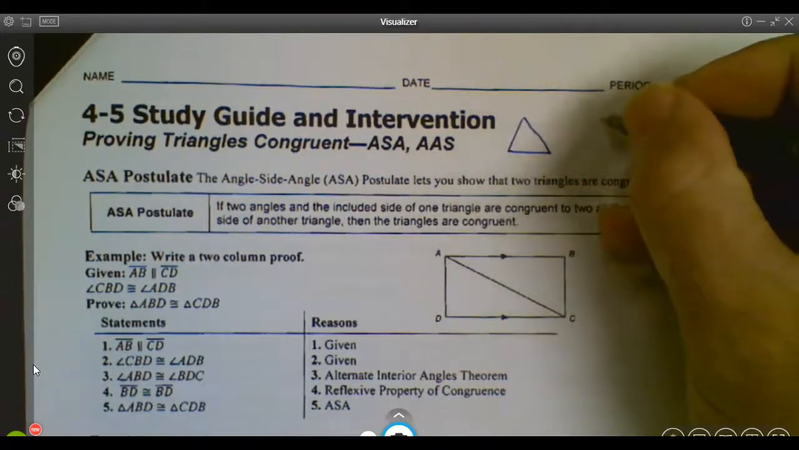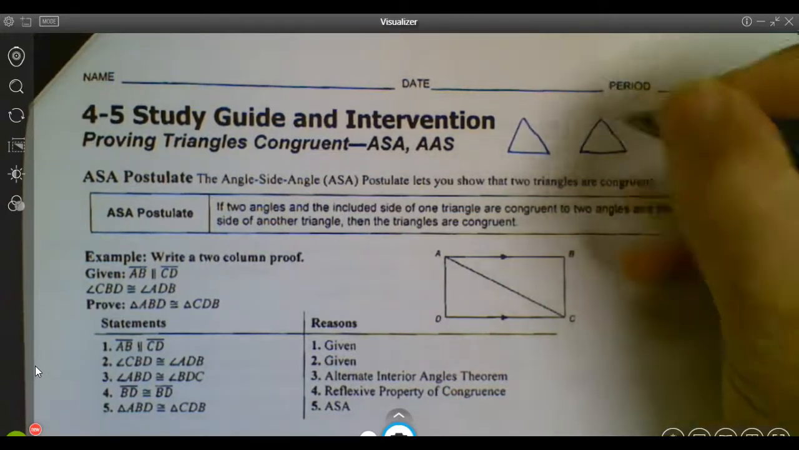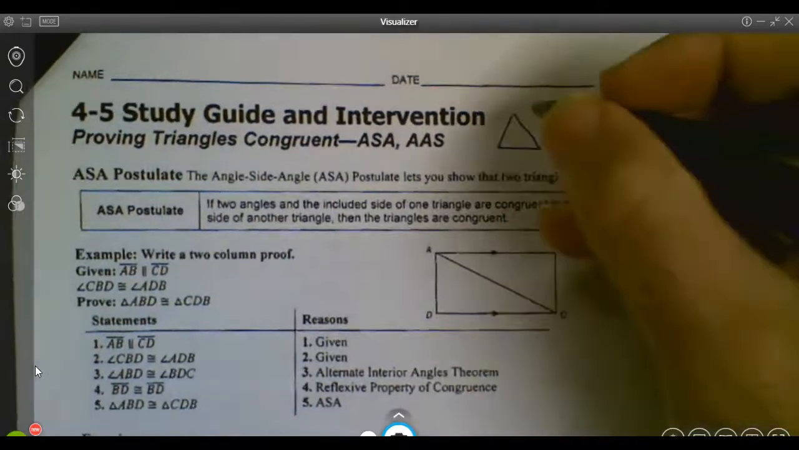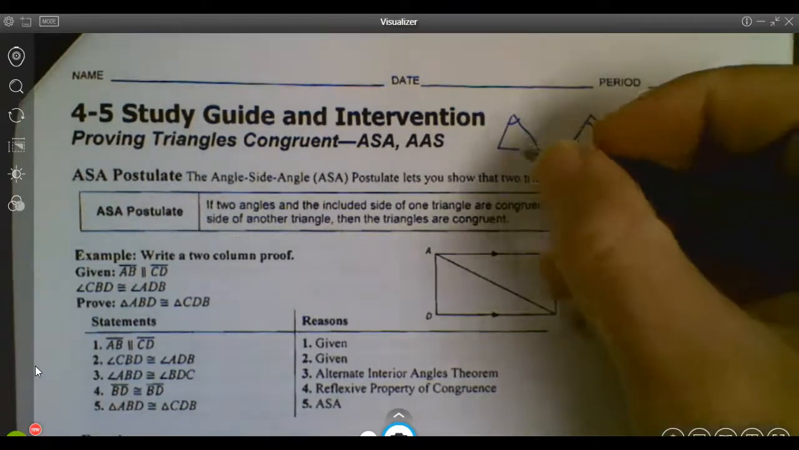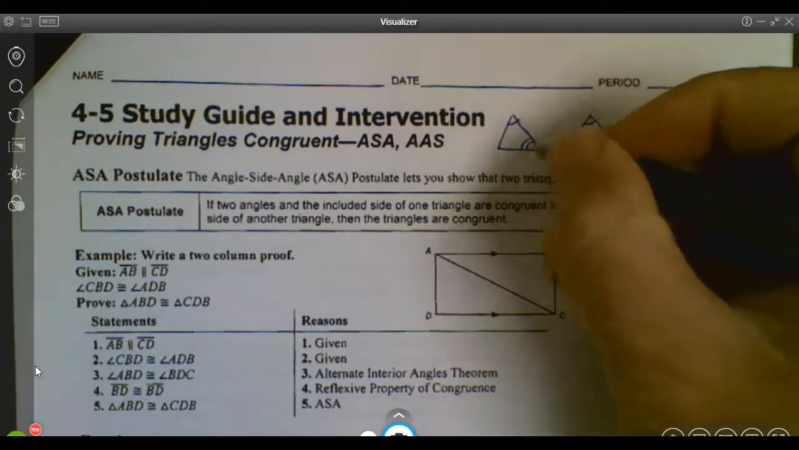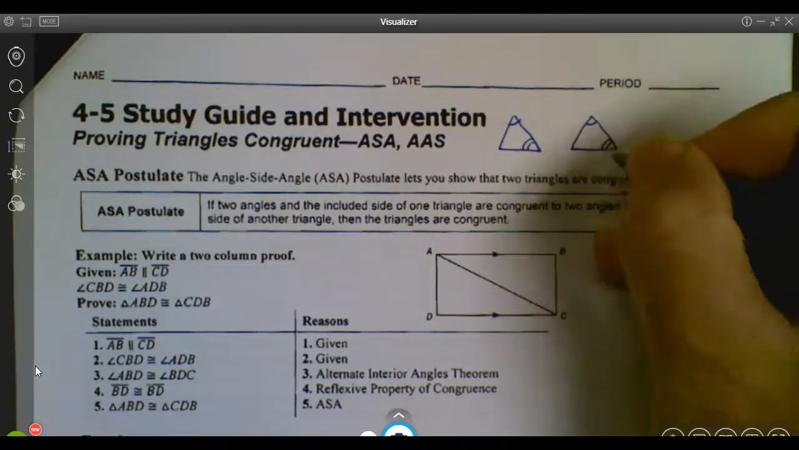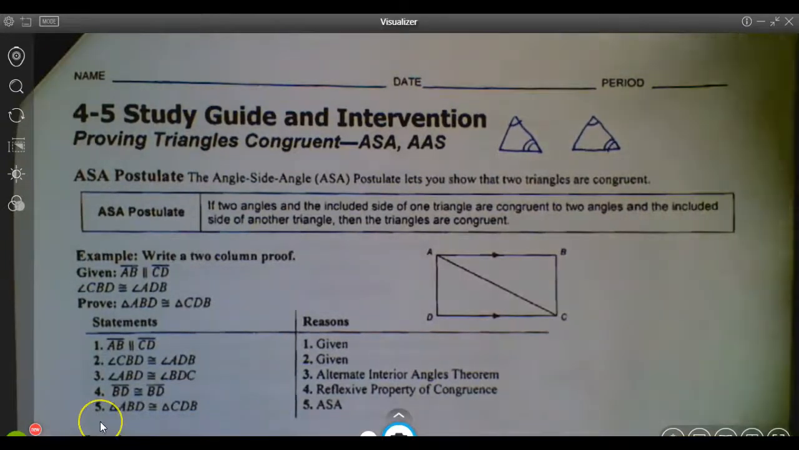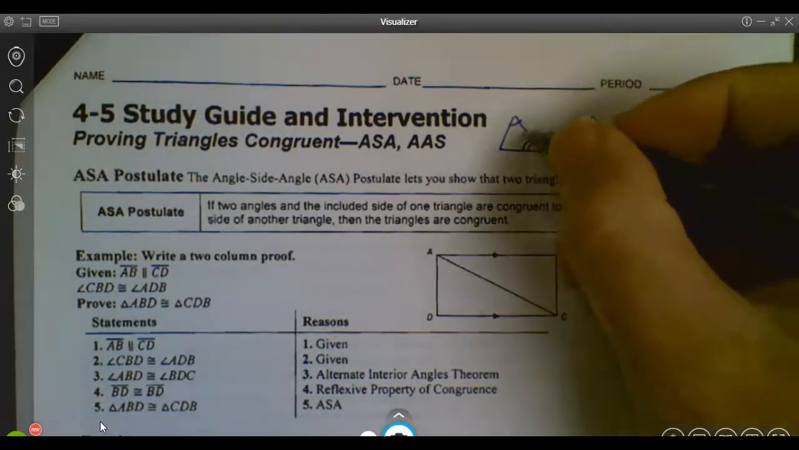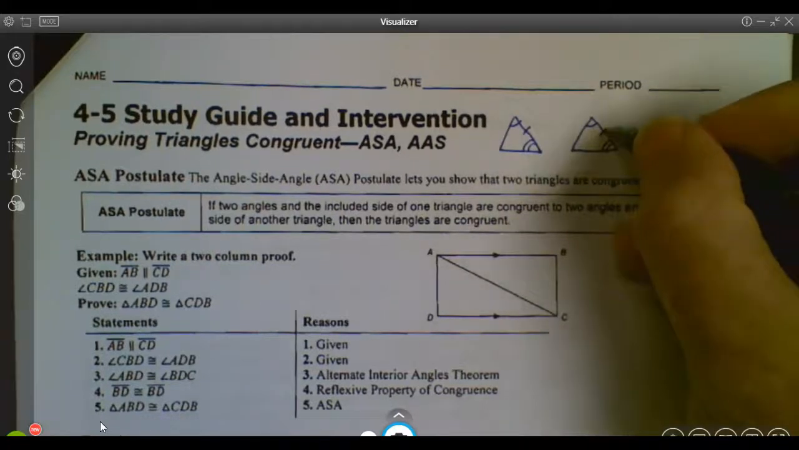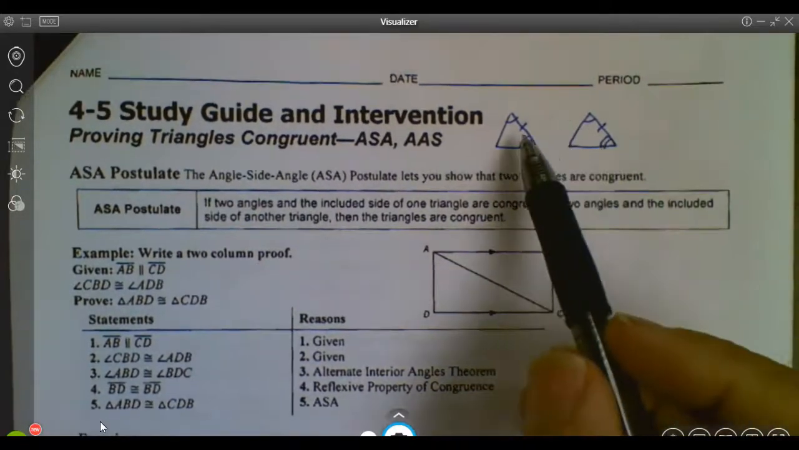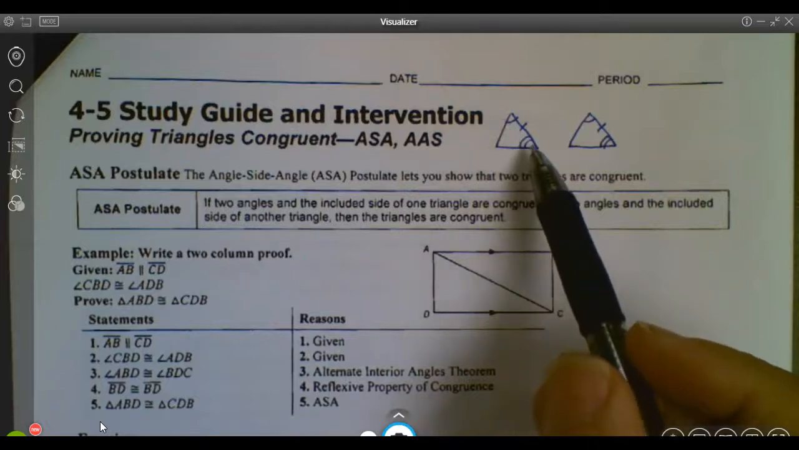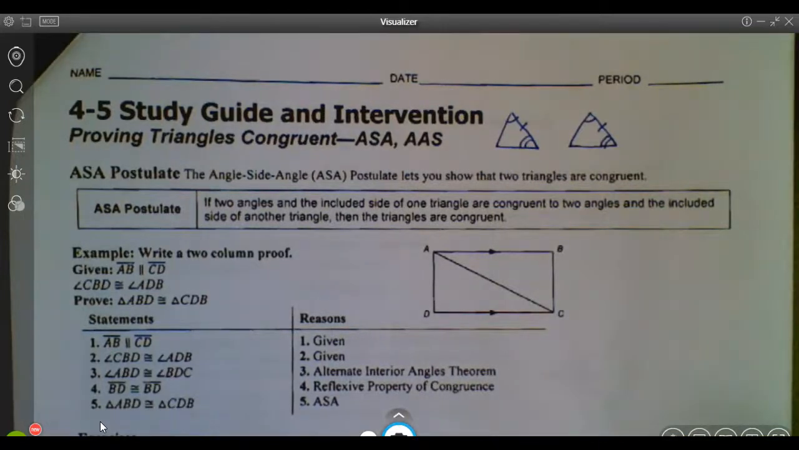Right, so if I wanted to prove that these two triangles are congruent to each other, and let's just say I knew that these angles were congruent, and I knew that these angles were congruent. Right, so if I knew that was true, and I have this side right here, that would be our angle side angle scenario, right? It's got to be the side between the two angles that have been marked. Okay, and so that's super important on this.